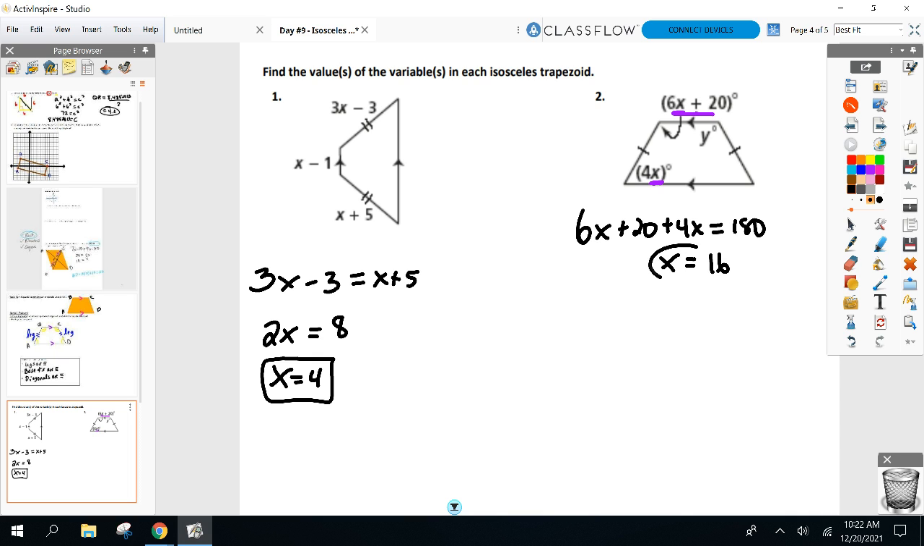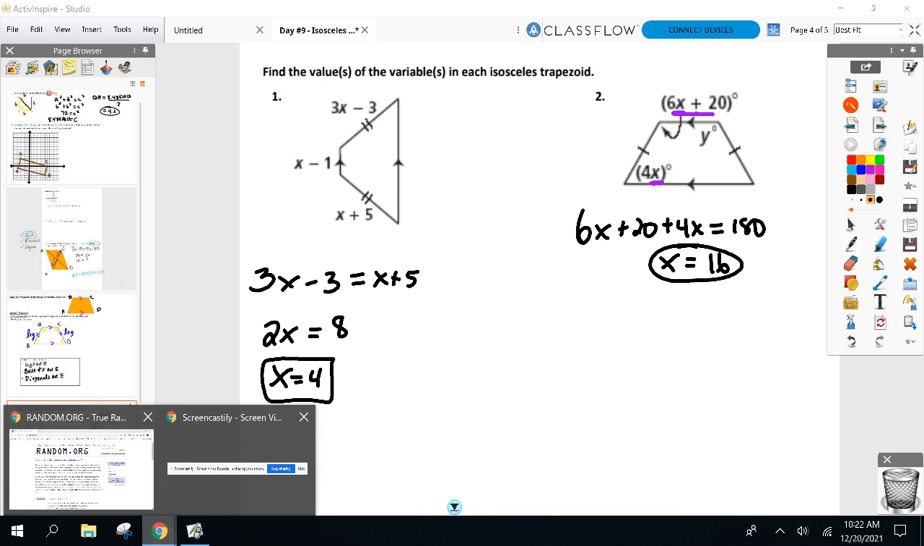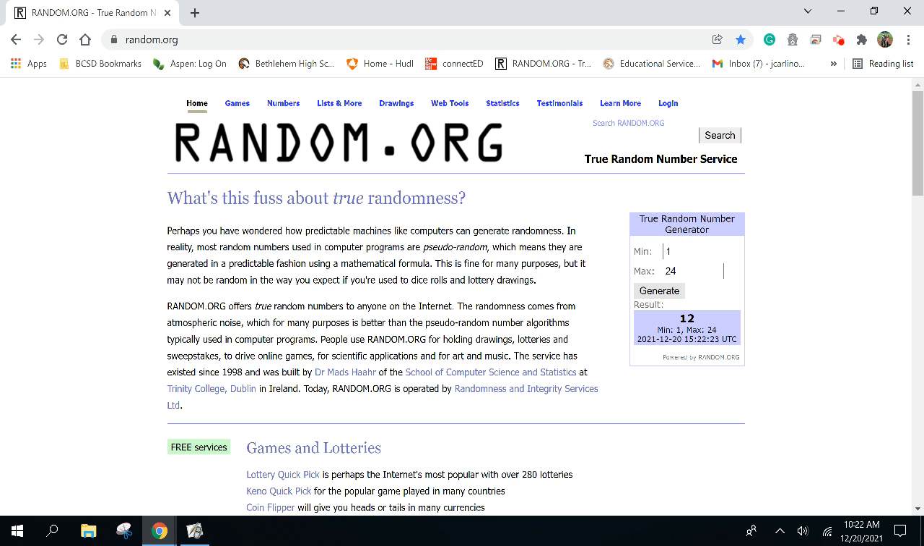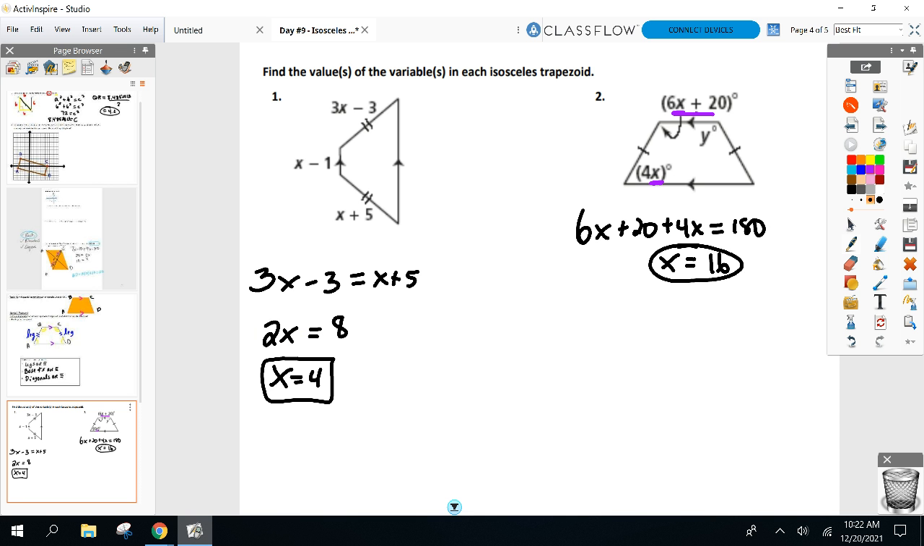16. There we go. All good? All right, now take the 16 and use it to find y. How? 12. How can I find y now that I have x? We put x into the 6x plus 20 equation and set it equal to y.